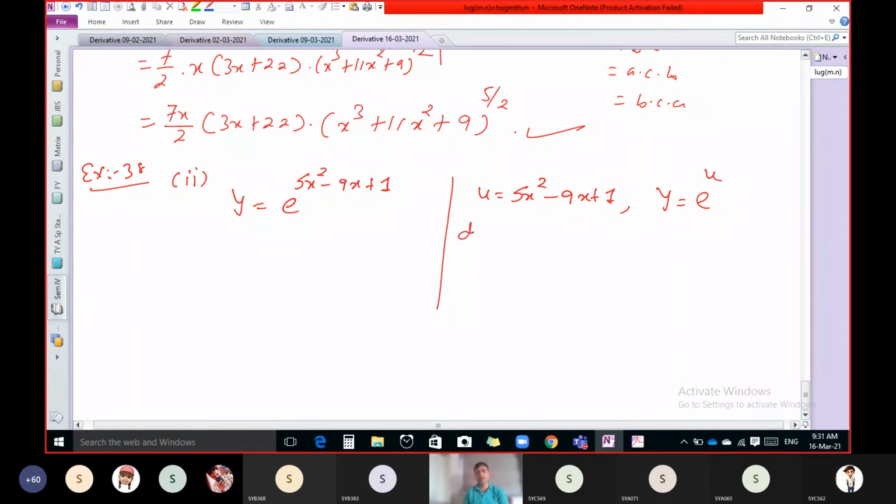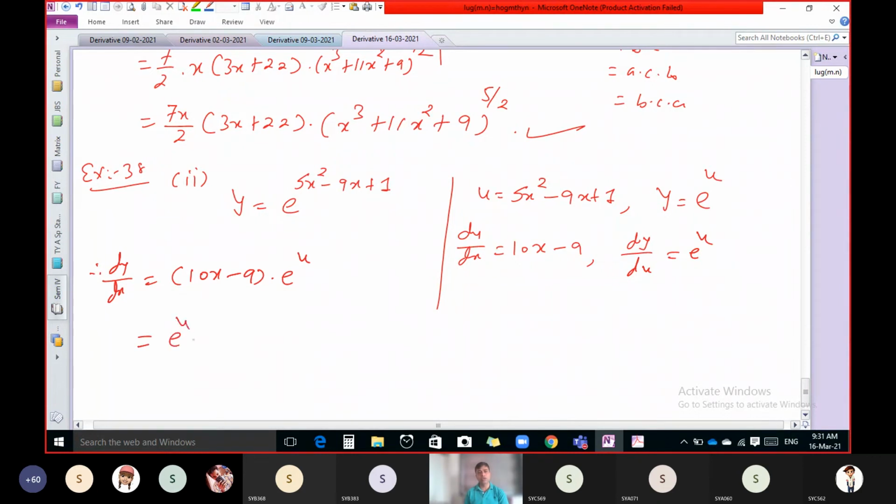Now simple. Find the derivative. Tell me the derivative. 10x minus 9. And what is the derivative of e raised to x? E raised to x. So here e raised to u, e raised to u. Now simply multiply. Simply multiply this. So we get 10x minus 9 into e raised to u. And now put the value of u.